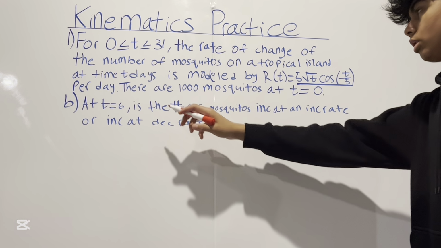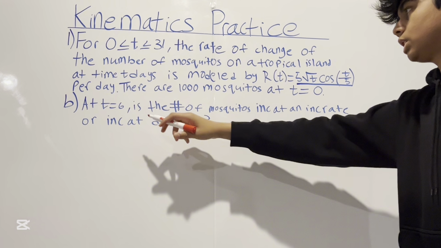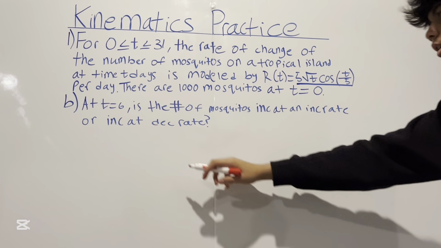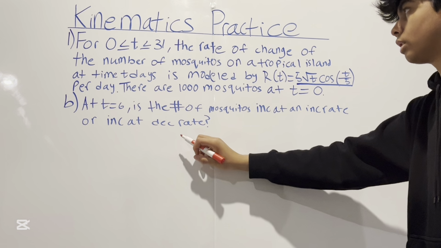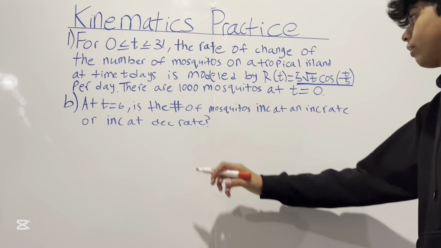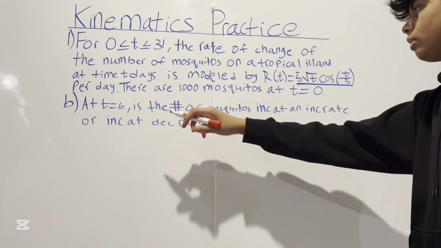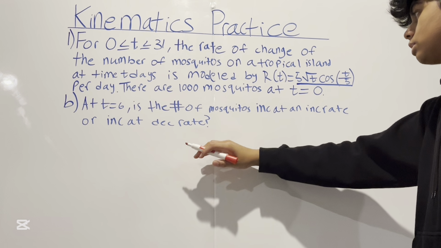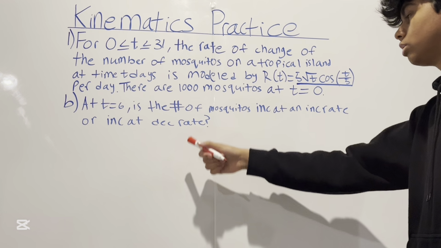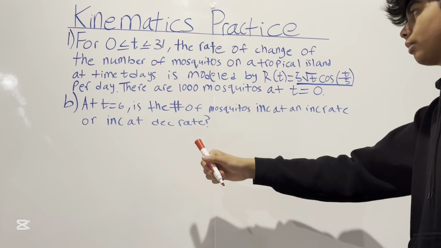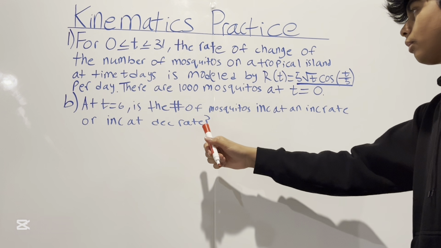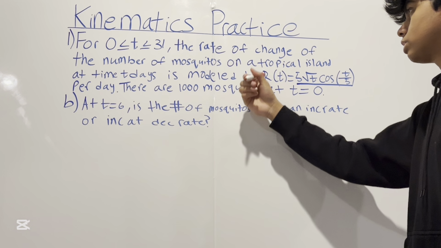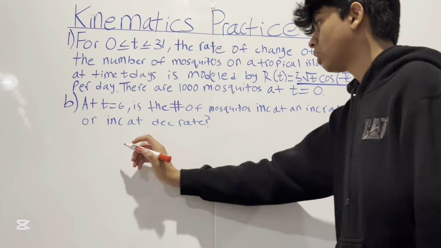Question 2, or 1b: at t equals 6, is the number of mosquitoes increasing at an increasing rate or increasing at a decreasing rate? So we found that at t equals 6 it's increasing, but we don't know if it's at an increasing rate or decreasing rate. To do that, we need to find the acceleration. And to do that, we need to find the derivative of this function, which is the rate of change of the number of mosquitoes.